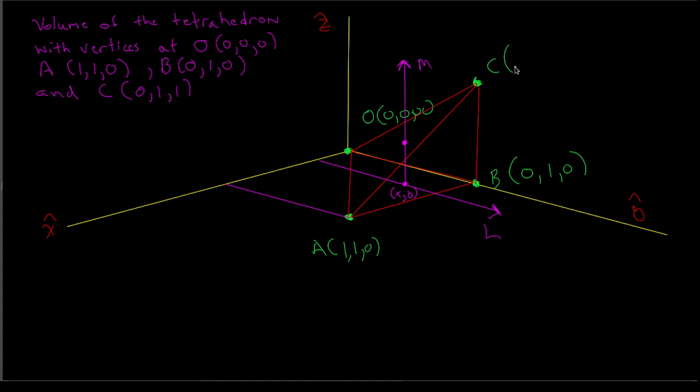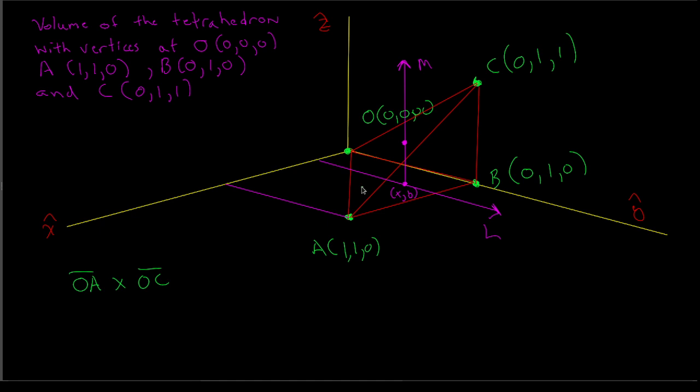And this was point C at 0, 1, 1. And so the vectors that form this plane are the vectors OC and OA. All right? And the cross product defines the normal to the plane. And so the plane that we're going to puncture through here would be the cross product of OA and OC.